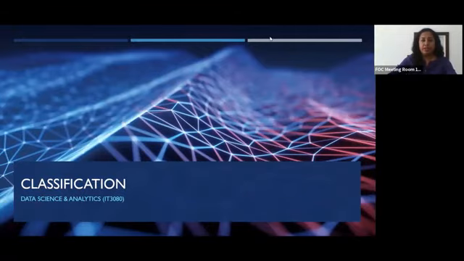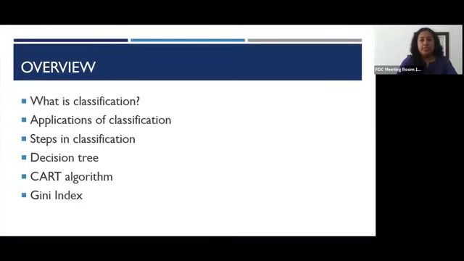So we are going to start today's lecture. This is the fourth lecture under Data Science and Analytics module. This is classification, okay? So these are the contents we are going to cover today, students. If you can remember, last week we discussed clustering. And before discussing clustering, we discussed two machine learning techniques, which are supervised and unsupervised, right? Supervised and unsupervised.